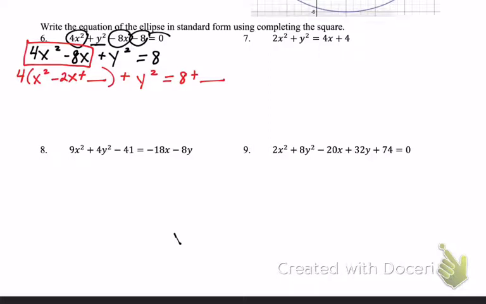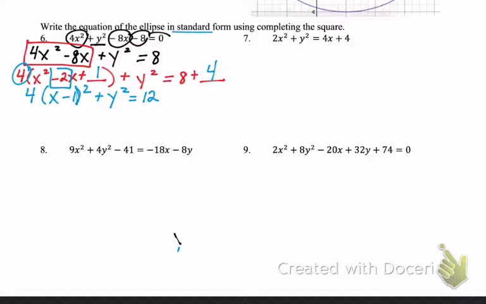Then I take the -2 and I cut that in half. So I get -1, -1 squared is 1. And then in this blank, I take 4 times 1, which would be 4. So then I factor 4 times x minus 1 squared plus y squared equals 12.